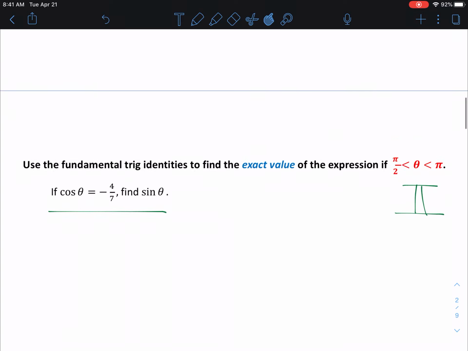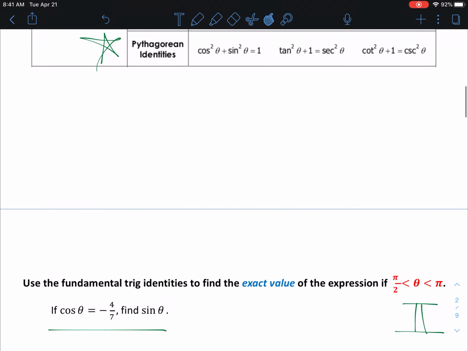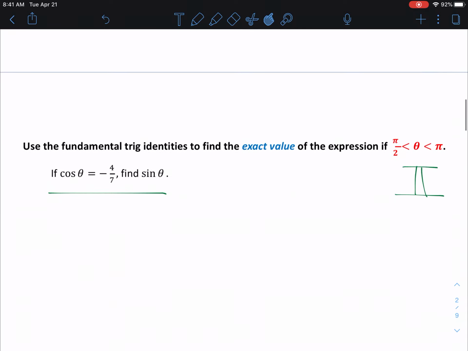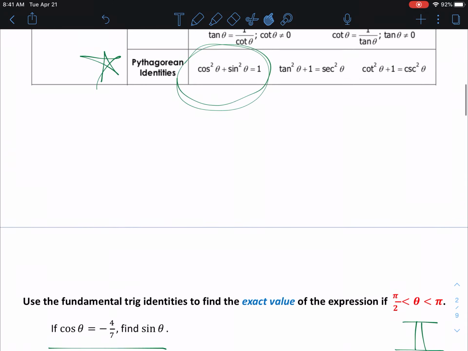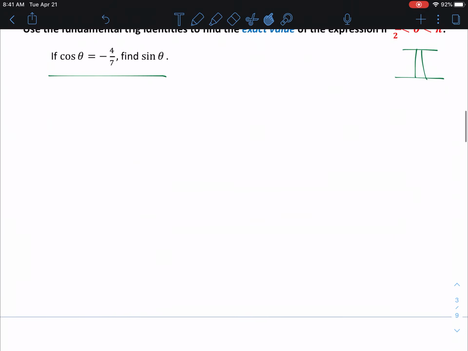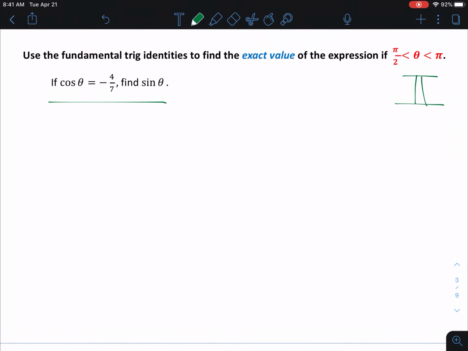If I go up and look at these three, in the problem they have sine and cosine. So that's probably a pretty good indicator. I want to use maybe this one, because it has sine and cosine in it. So we're going to try that one and see if it works. It says cosine squared theta plus sine squared theta equals 1. So I'm just going to write that first.